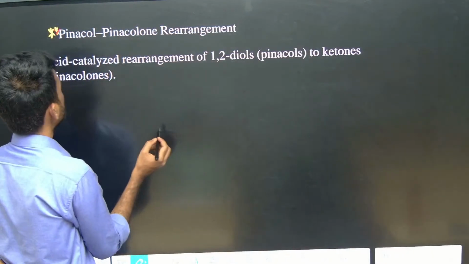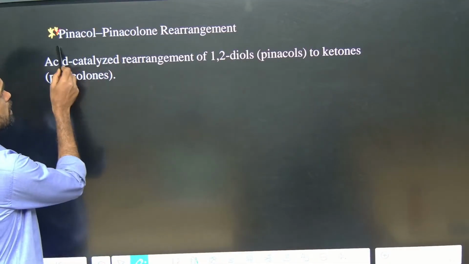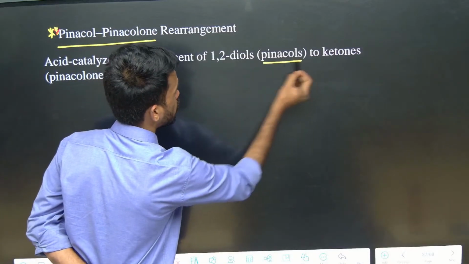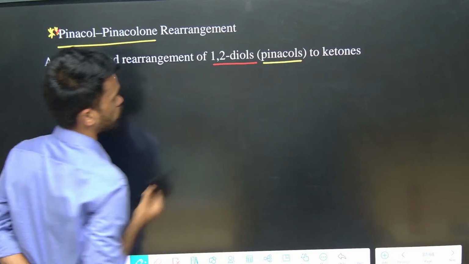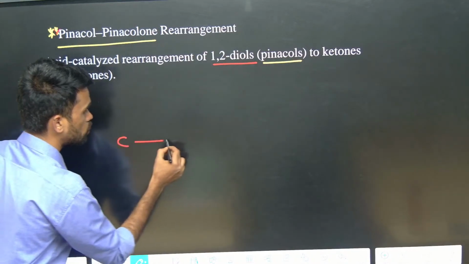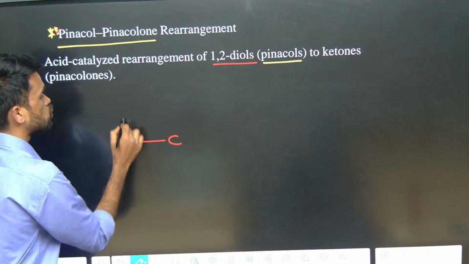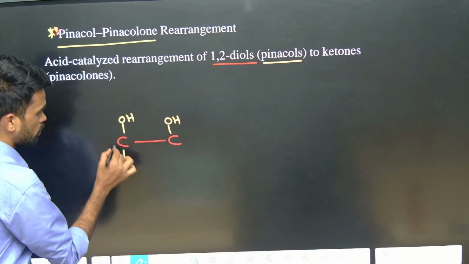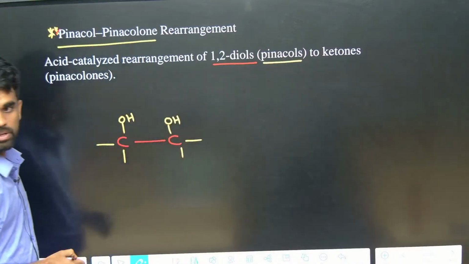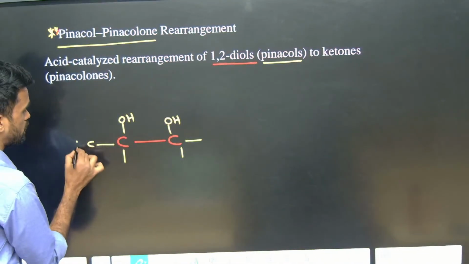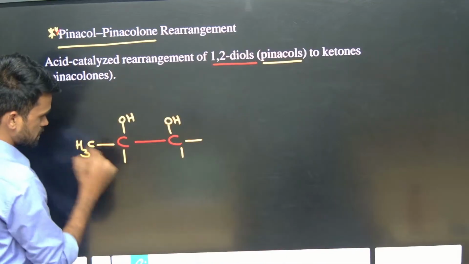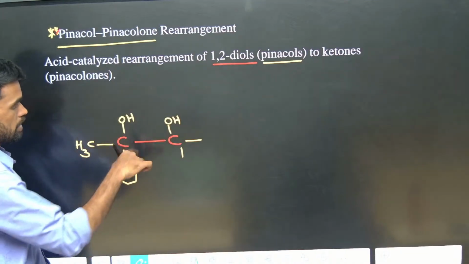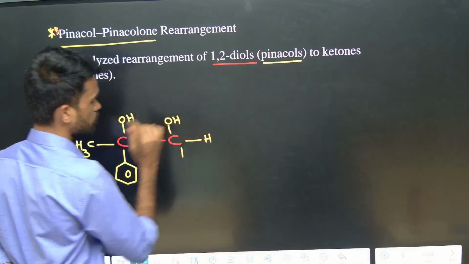Let me explain to you what happens in this reaction. Pinacol-pinacolone means, first of all, what do we mean by pinacol? Pinacol means it is a 1,2 diol. A 1,2 diol means that on adjacent carbons there should be OH groups attached like this. Now some other alkyl groups will be there. Let us say here I am writing one methyl group, and the next one a phenyl group, and on that side one hydrogen.